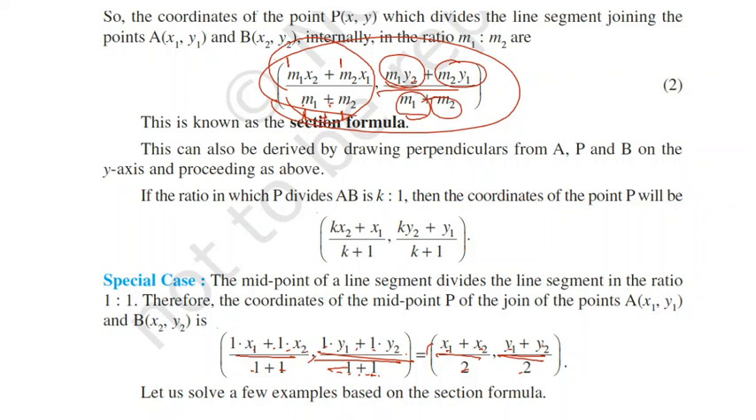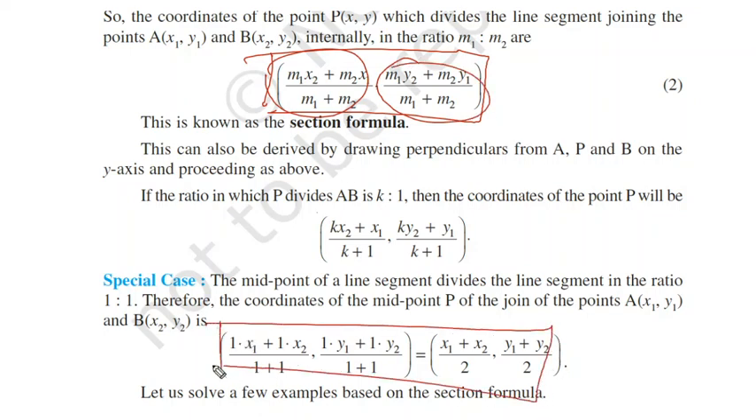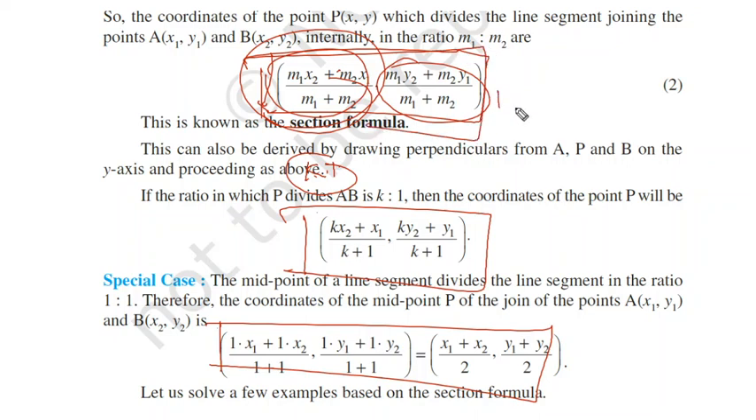So basically we have to remember this formula. For x and y, this is your x, this is your y, and you can use your common sense to find this. And if you are using k is to 1, then for m1 you can use k, for m2 you can use 1. So basically you have to remember this formula only.